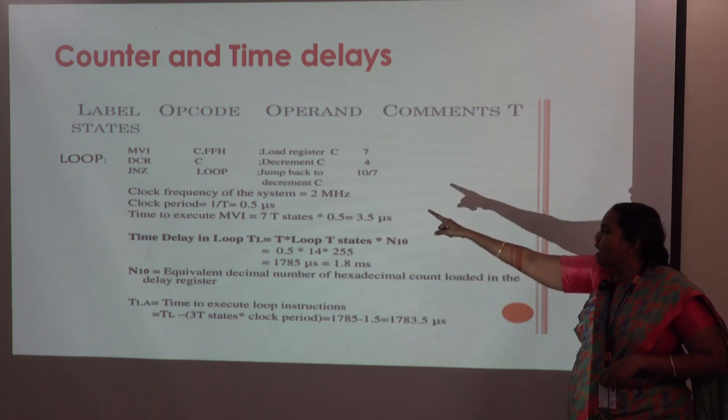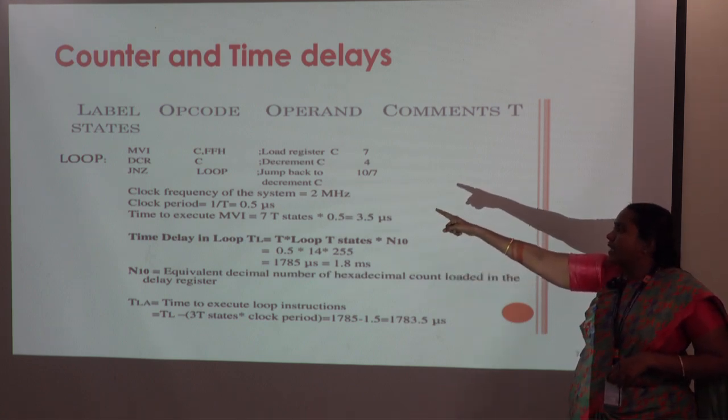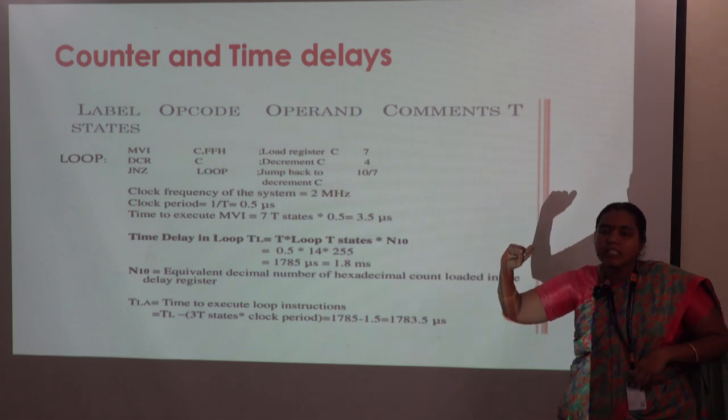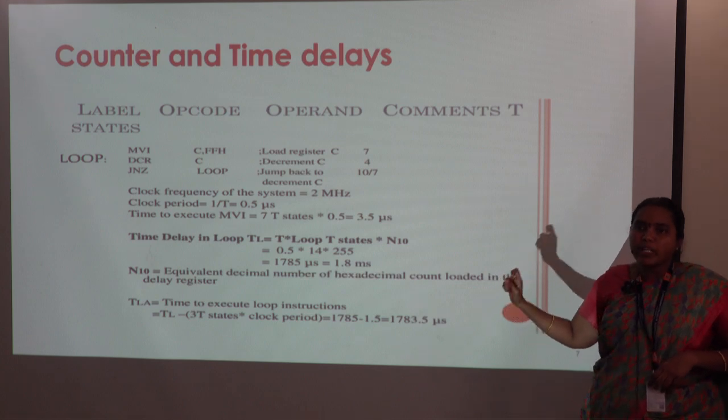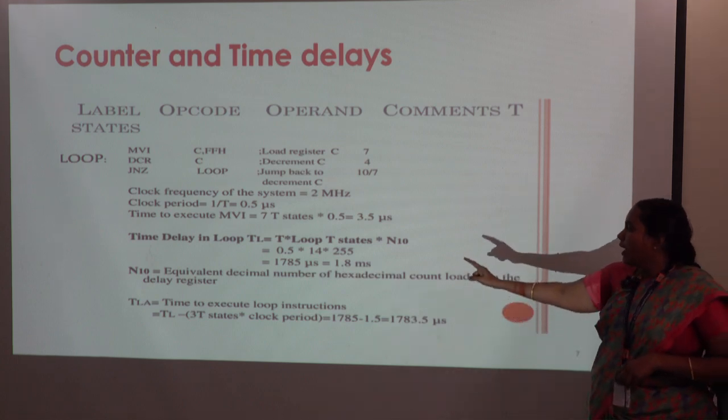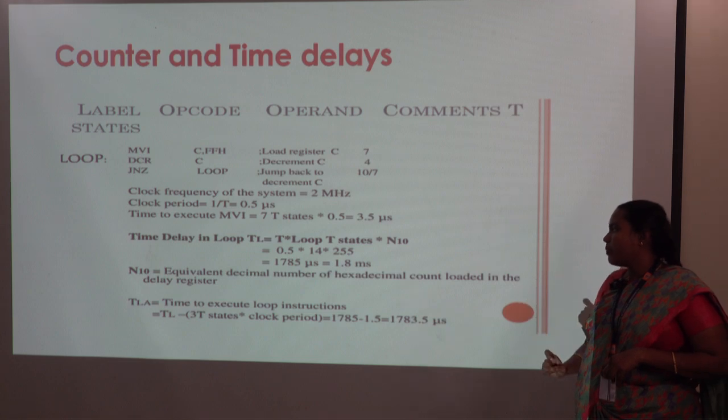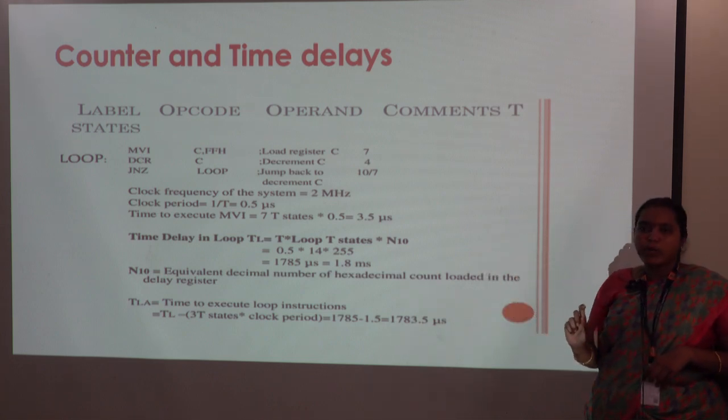255 means the data is FF. FF is a hexadecimal value, represented by decimal 255. So 255 times the loop will be executed. The total time required is 1785 microseconds, and its nearest value is 1.8 milliseconds.